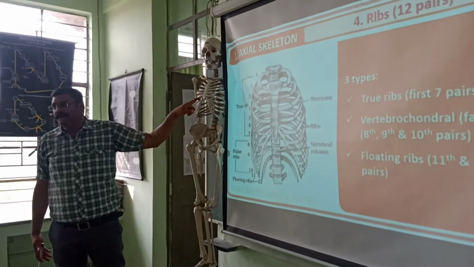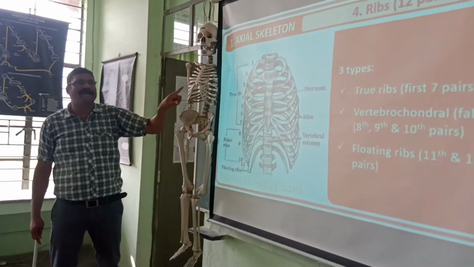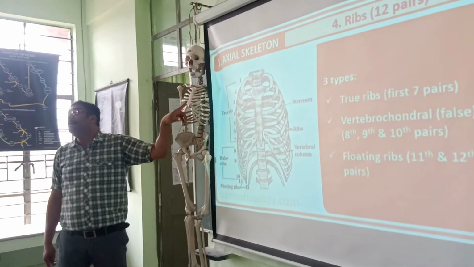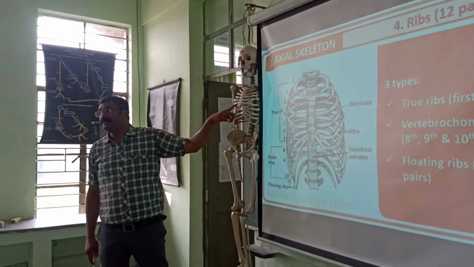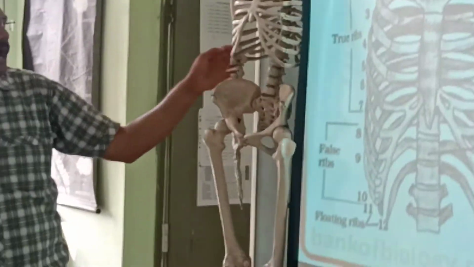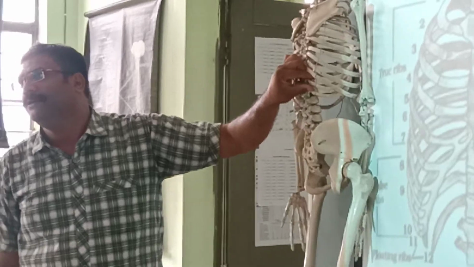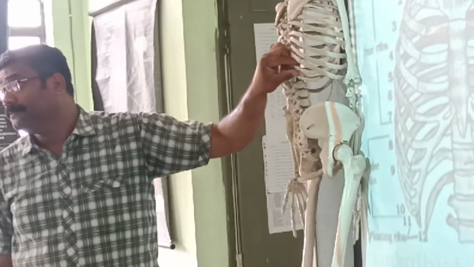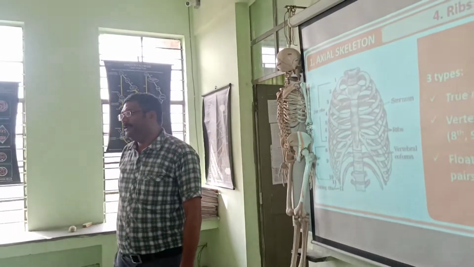But the next 3 are known as false ribs. Why false? Because they are not directly attached to the sternum, but they are attached to the 7th rib. And the last 2 are known as floating ribs, because these 2 are not attached to the sternum, only to the vertebral column. That's why they are called floating ribs.